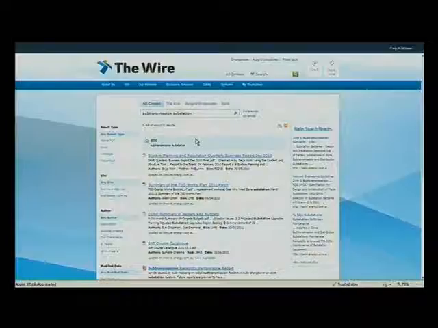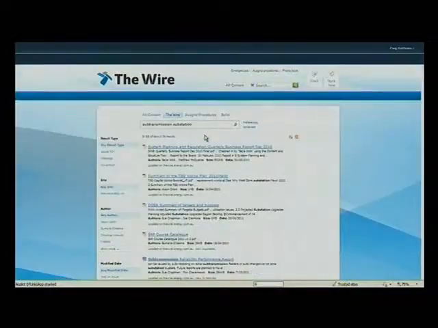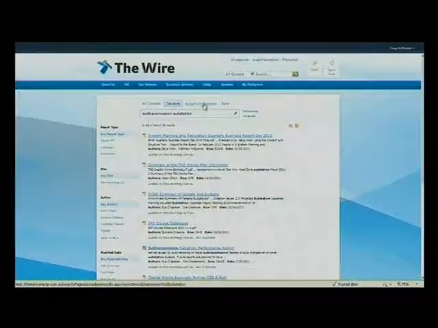As you can see across the top, we've got a number of search scopes, so there are 70 results here on sub-transmission substations. We can restrict that down and have a look at those that only appear on the Wire or those that actually relate to procedures associated with sub-transmission substations.